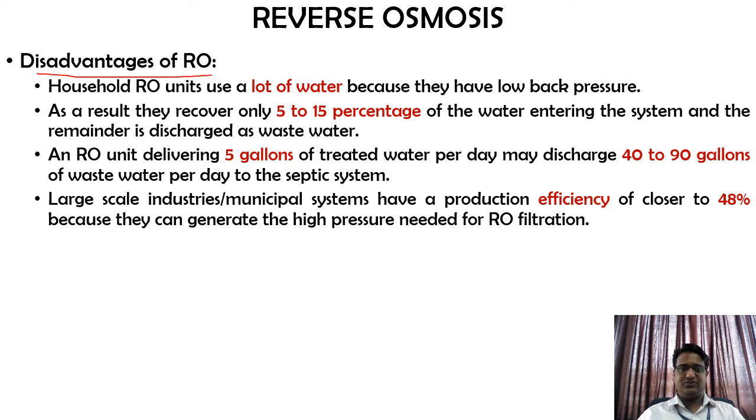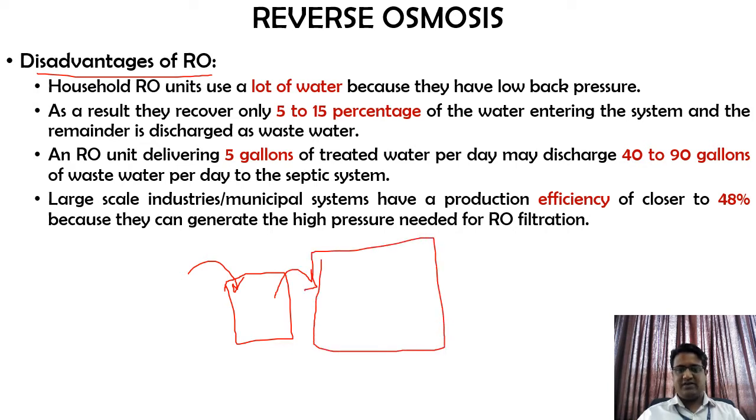Disadvantages of reverse osmosis. Household reverse osmosis units use a lot of water because they have low back pressure. So this is the first disadvantage. What do you mean by that is, since we are going to use these household aquaguards, the pressure head on that particular inlet will be quite less, because initially you have one pre-filter applied. So raw water will be given to this pre-filter. After that, the effluent of this pre-filter will be going into your system.